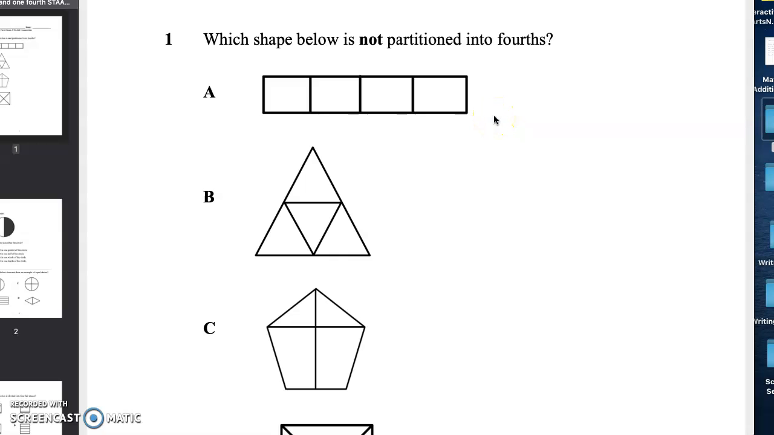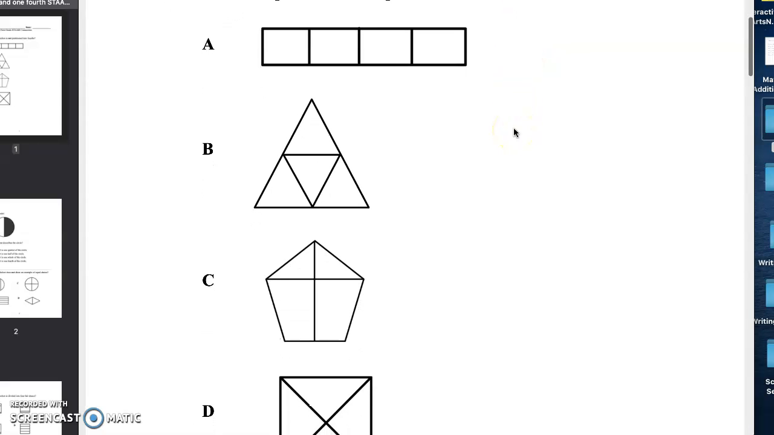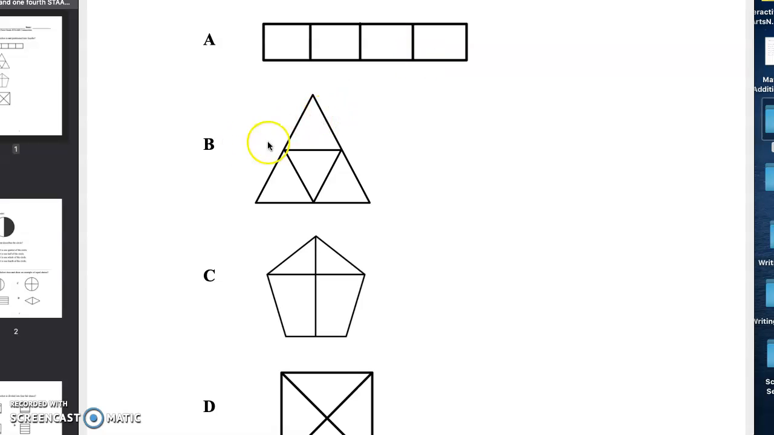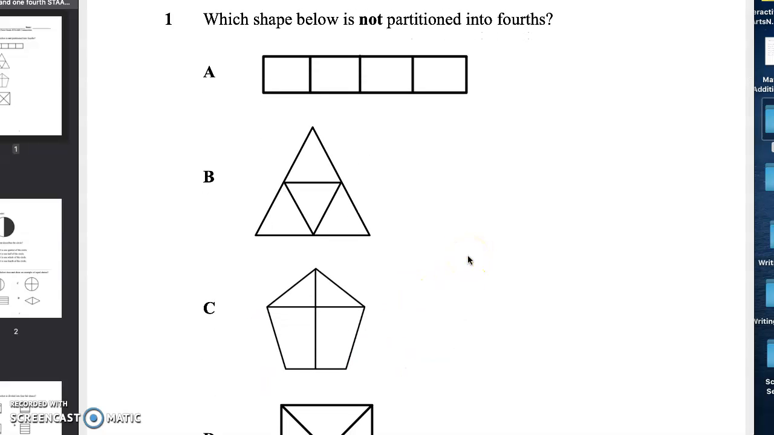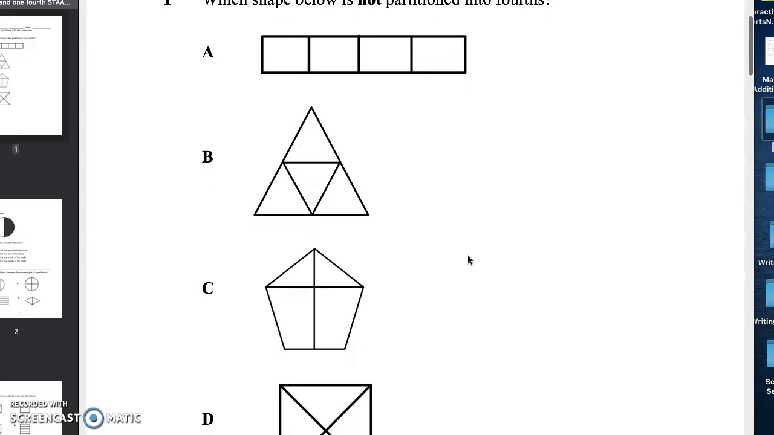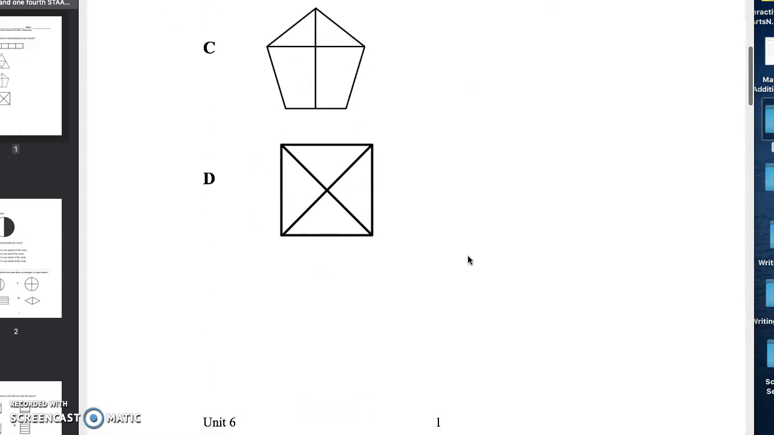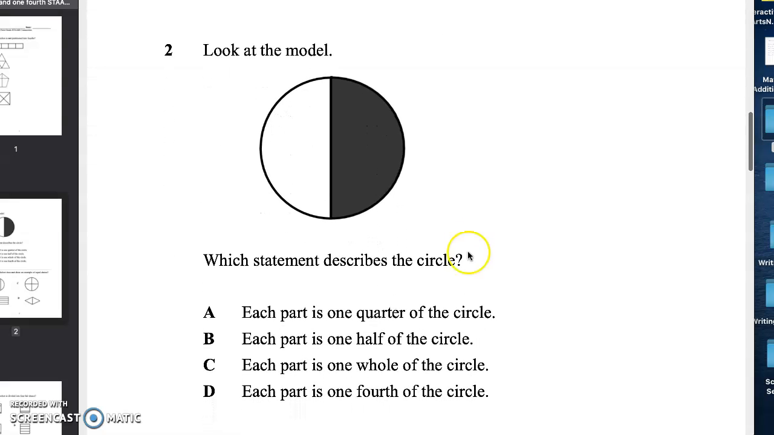Okay, so here we have the first question. Which shape below is not partitioned into fourths? So here you have the answer choices. You have A, B, C, D. Go ahead and answer that. And then we're going to move on to question 2.